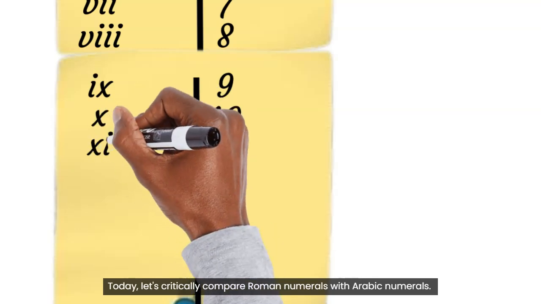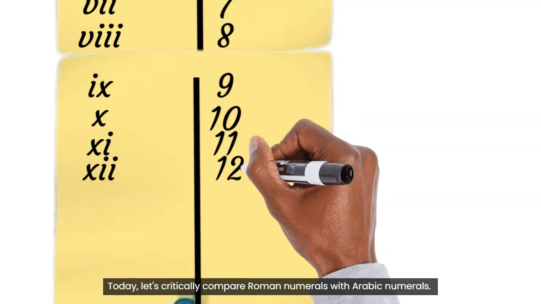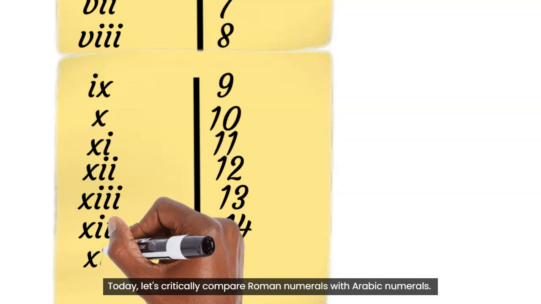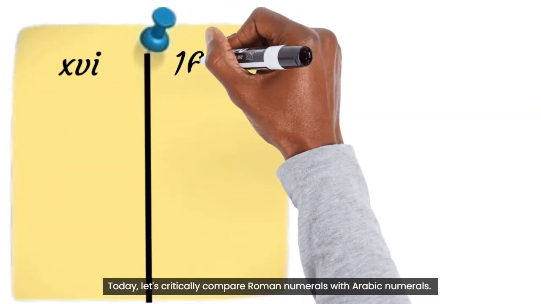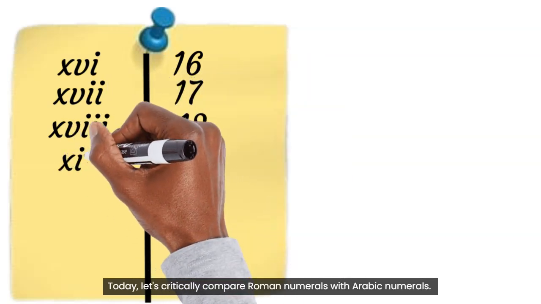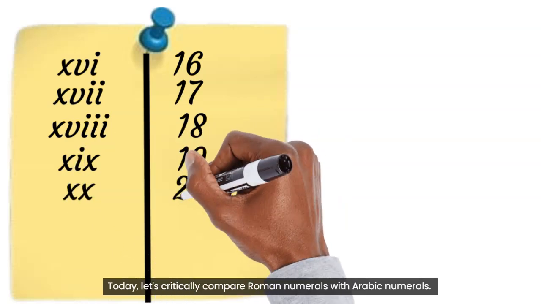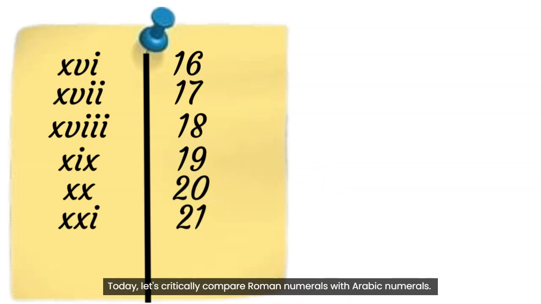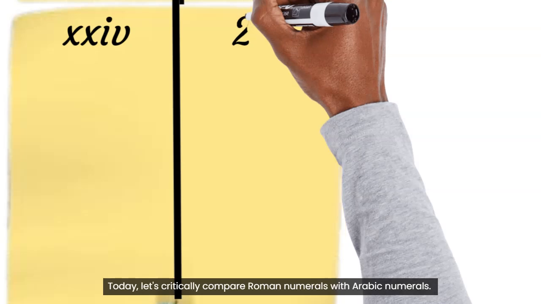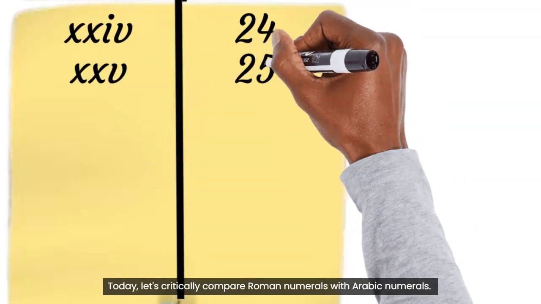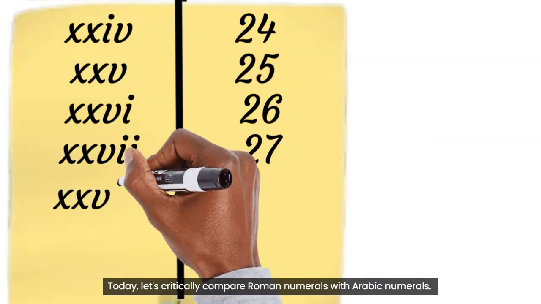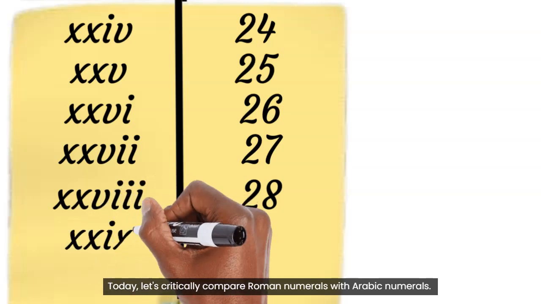Let us continue. XI 11, XII 12, XIII 13, XIV 14, XV 15, XVI 16, XVII 17, XVIII 18, XIX 19, XX 20, XXI 21, XXII 22, XXIII 23, XXIV 24, XXV 25, XXVI 26, XXVII 27, XXVIII 28, XXIX 29.